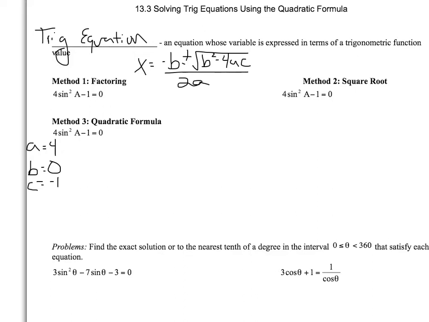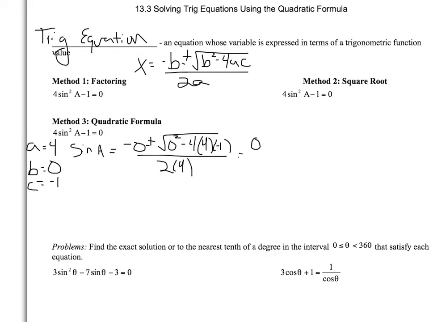Instead of this being an x equals for the quadratic formula, we just say it's sine theta equals negative 0 plus or minus the square root of 0 squared minus 4 times 1 times negative 1, all over 2 times 4. So it's going to be 0 plus or minus the square root of, and if you type it in, you get 16 over 8. So it's really equal to 0 plus or minus 4 over 8.